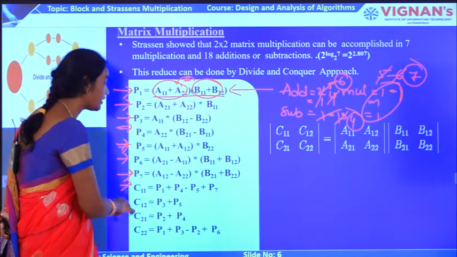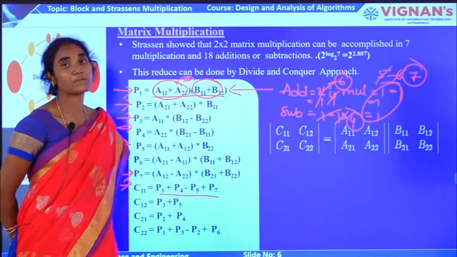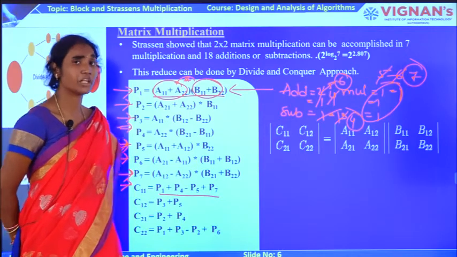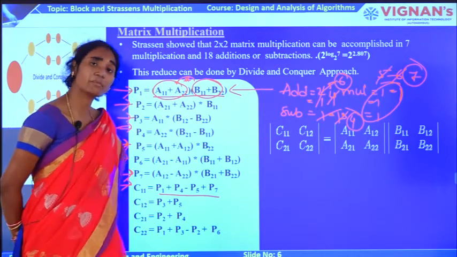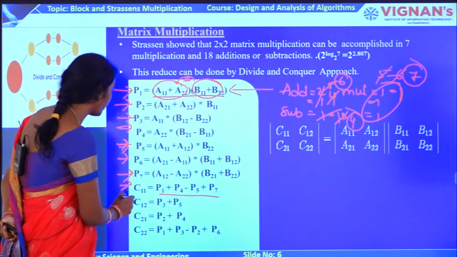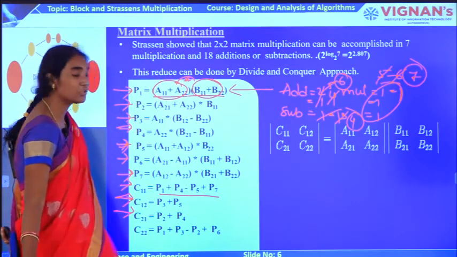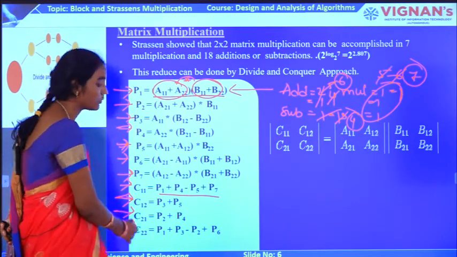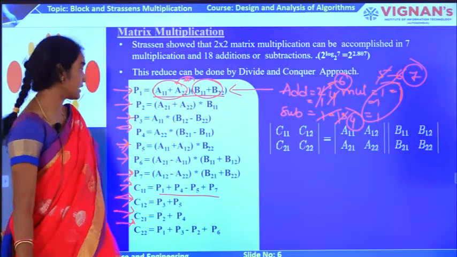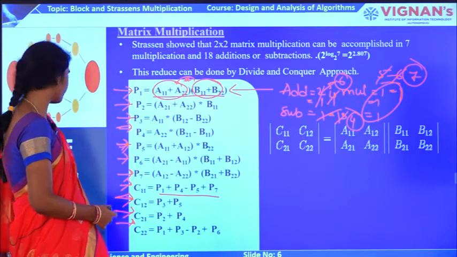Now to compute C11, what I am doing is P1 plus P4 minus P5 plus P7. So somewhat the time is reduced, because here I will have only additions and subtractions, which will not take more time. Now to compute C12, P3 plus P5. To compute C21, P2 plus P4. And C22 is P1 plus P3 minus P2 plus P6. Now let's see how this came about, which we will see next.